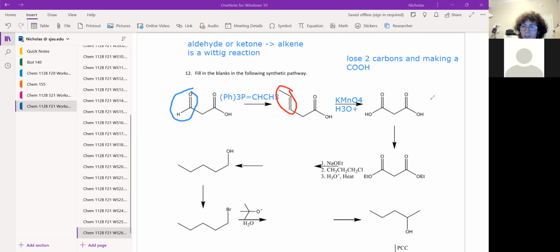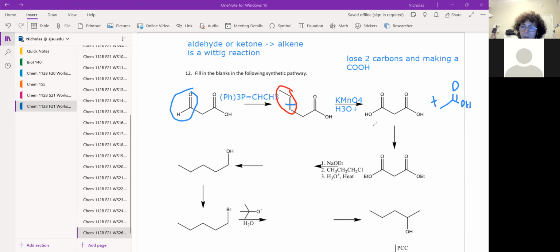You also get a byproduct from this. You get this as a byproduct, acetic acid, because that's what happens when you cleave this. You get an ethyl carboxylic acid. But yeah, that's what you need to do.